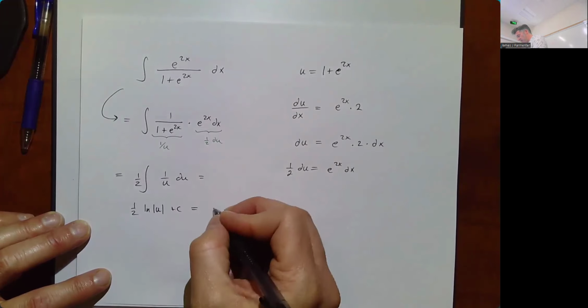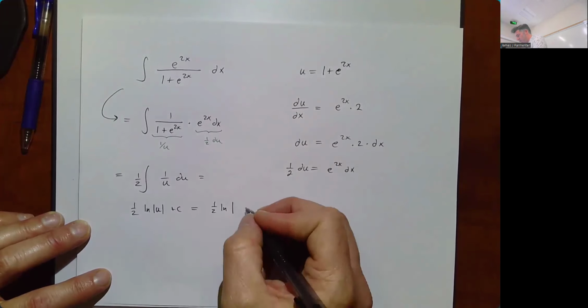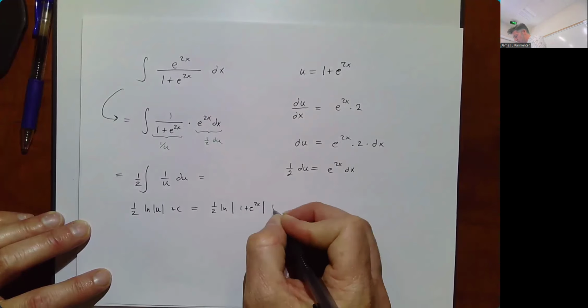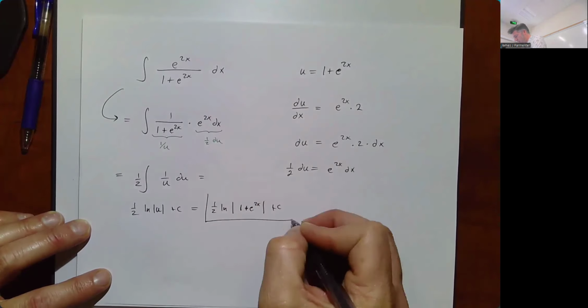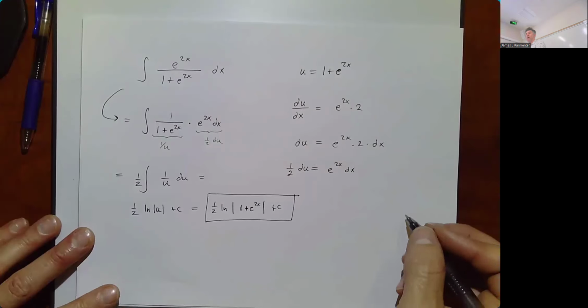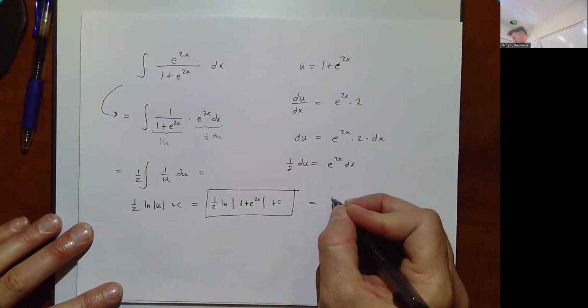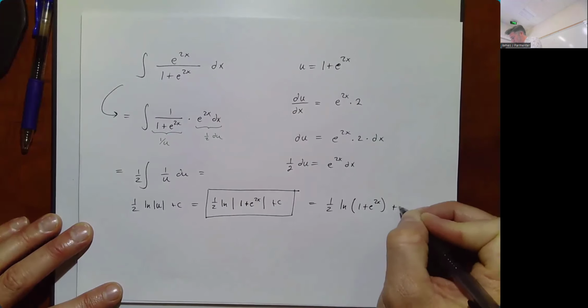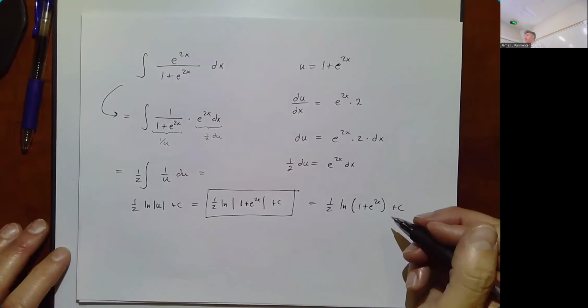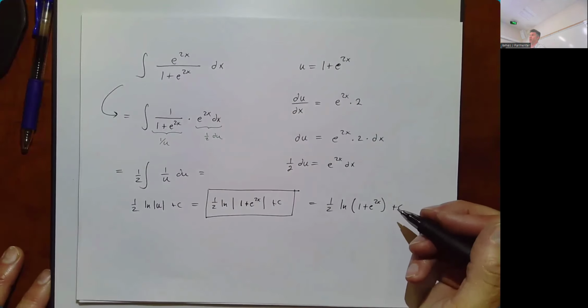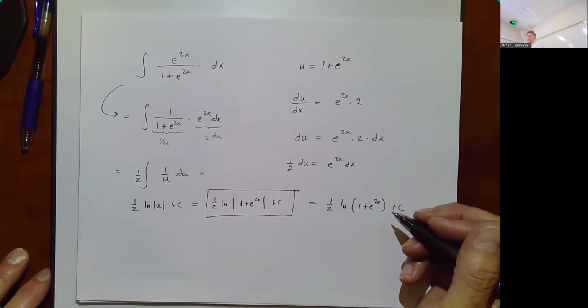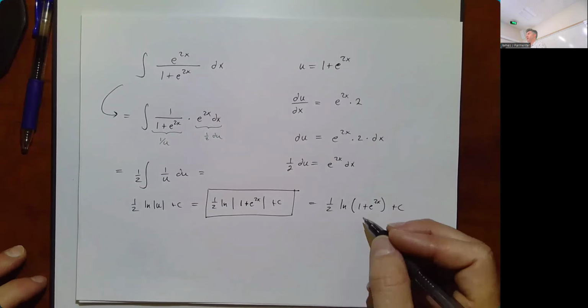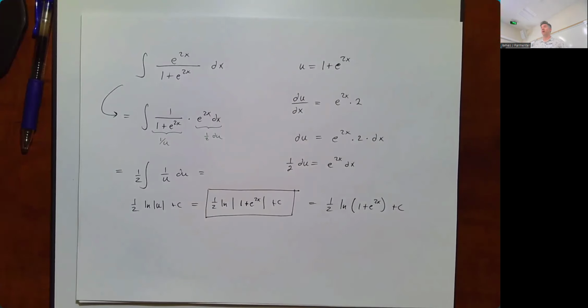And then we rewrite it as 1/2 natural log of the absolute value of 1 plus e to the 2x plus c. And even though this is correct, if you look at the solutions in the textbook, it'll probably be written as 1/2 natural log of parentheses 1 plus e to the 2x plus c. Because 1 plus e to the 2x is already positive all the time, so you don't need to take the absolute value, or the absolute value of it is just itself. So we often don't write that, and often you will see in textbook solutions that they will not write those.